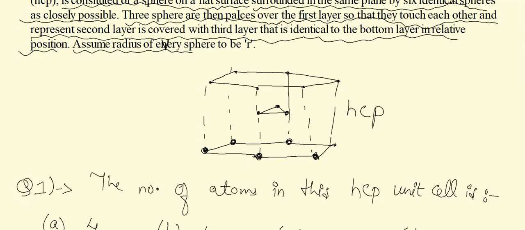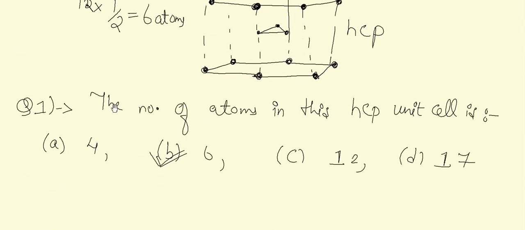In the case of the bottom one, and in the case of the upper one, the upside unit cell will also be contributing. This particular atom will be contributing in the upside also. So this half contribution gives 12 into 1 by 2. So how many atoms' contribution is there? 6 atoms' contribution comes out. Hence our answer is 6, which is option number B.